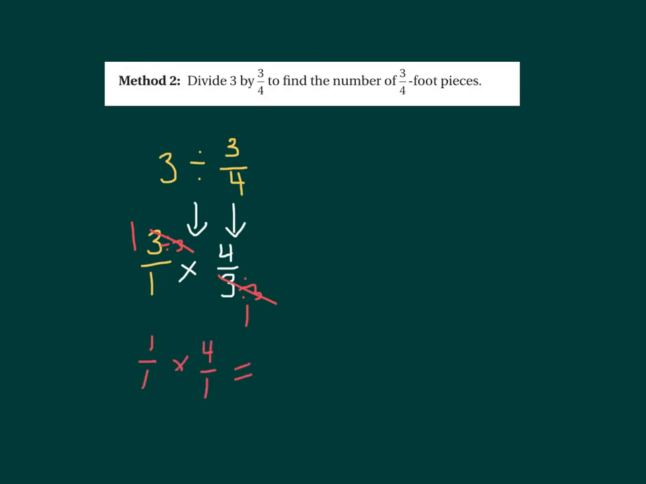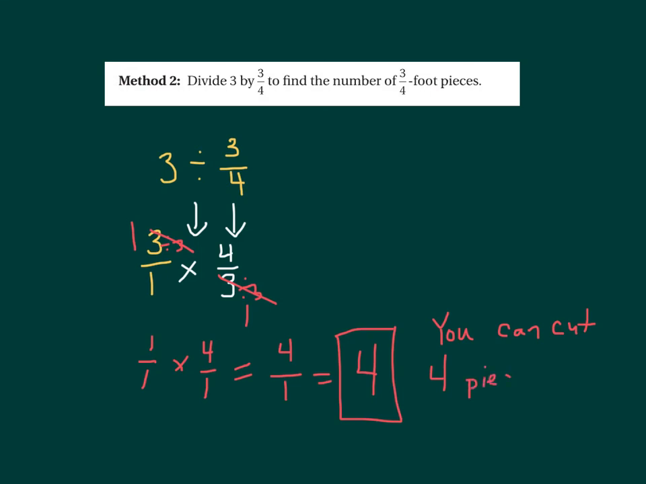And when we multiply across, that's 4/1, which is the same thing as 4 because you don't want to leave it as an improper fraction. So we got that same 4 that we got on the last one, and that means, since it's a word problem, you want to make sure you understand what you're answering, that you can cut 4 pieces that are 3/4 foot out of that wood.